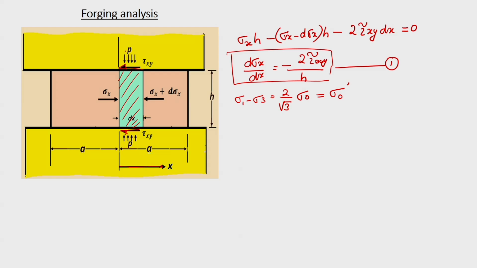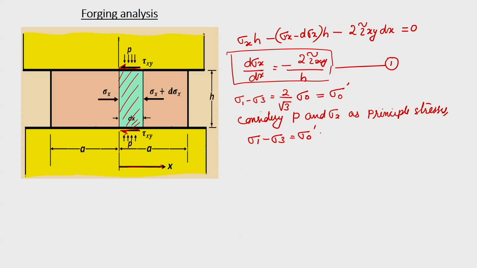Considering this pressure P and sigma x as the positive compressive principal stresses, we will get sigma 1 is equal to sigma x and sigma 3 is equal to P. If you substitute that, we will end up with this relationship, that is sigma 1 minus sigma 3 is equal to sigma 0 dash is equal to P minus sigma x. From this we are getting.